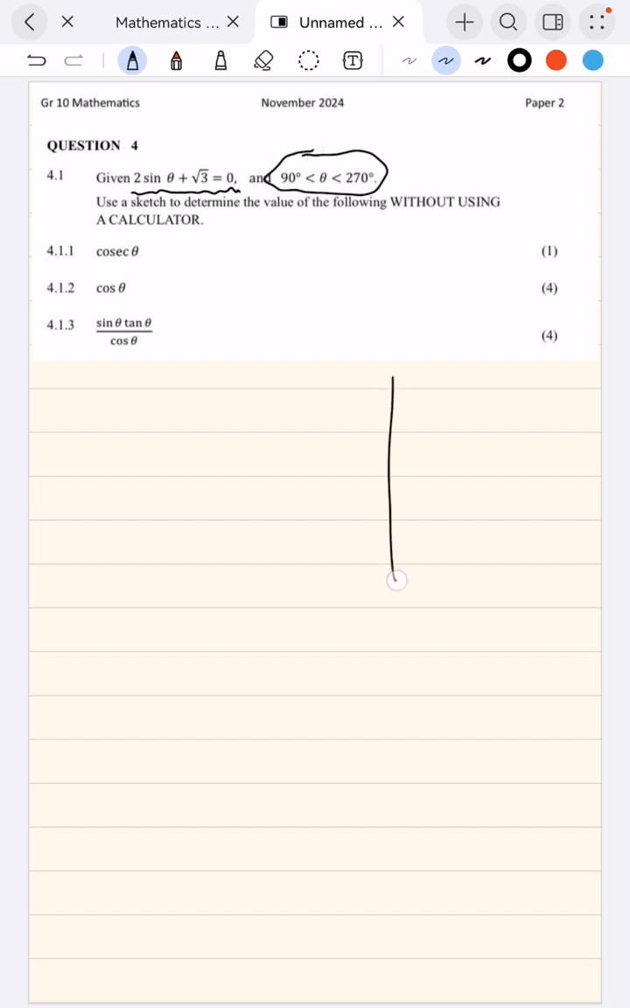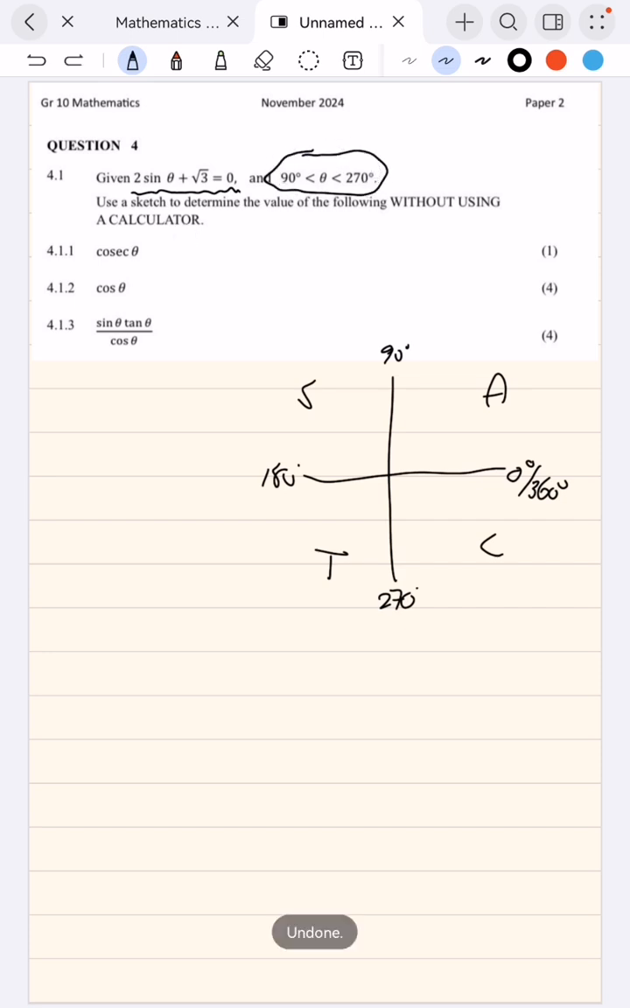So I'm going to draw a CAST diagram. C-A-S-T. Again, we know this is 0, this is 90, this is 180, this is 270, and this is also 360. Okay, there's my CAST diagram. So if I look at my restriction over here, it tells me that I'm going from 90 until 270. So 90 starts here, 90 all the way to 270. That's all that space. So which quadrants meet the requirement of my restriction? The second and the third quadrant.